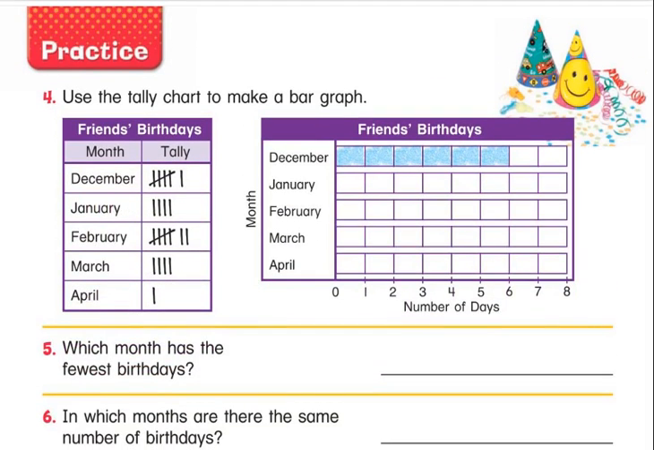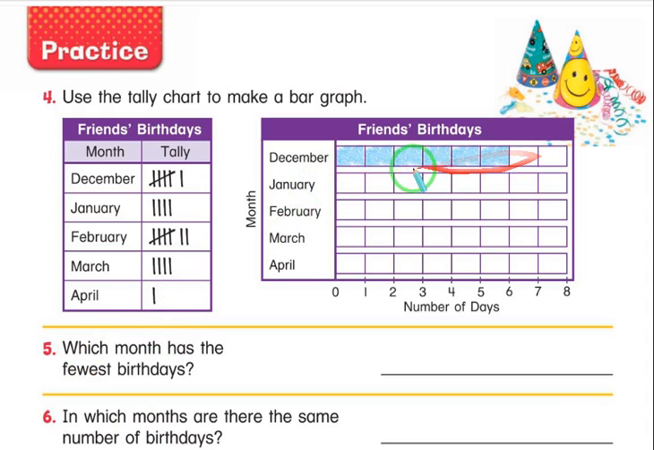So practice. Now we have to practice this one. Flip the page and practice with me. Use the tally chart to make a bar graph. We have friends' birthdays, month, and tally. In December we have 6 birthdays. In January we have 4. February that's 5, 6, 7. And in March we have 4, and in April we have 1.